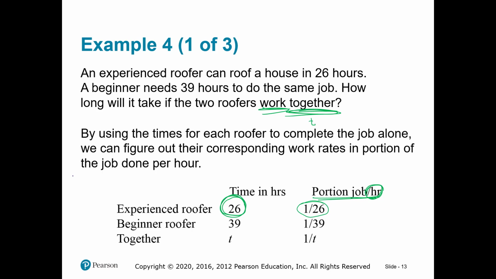In 2 hours, that experienced roofer does 2/26ths of the job. In 3 hours, that experienced roofer would do 3/26ths of the job. 4 hours, are you getting the hang of it? He'll do 4/26ths of the job. Does that make sense? Getting the hang of it, and so forth and so on. Cool? All right. So now the beginning roofer takes a total of 39 hours, which explains why in a single hour he does 1/39th of the job. And they take T hours working together, which I know sounds funny, but they do 1 over T, 1 out of T of the job in that same hour.